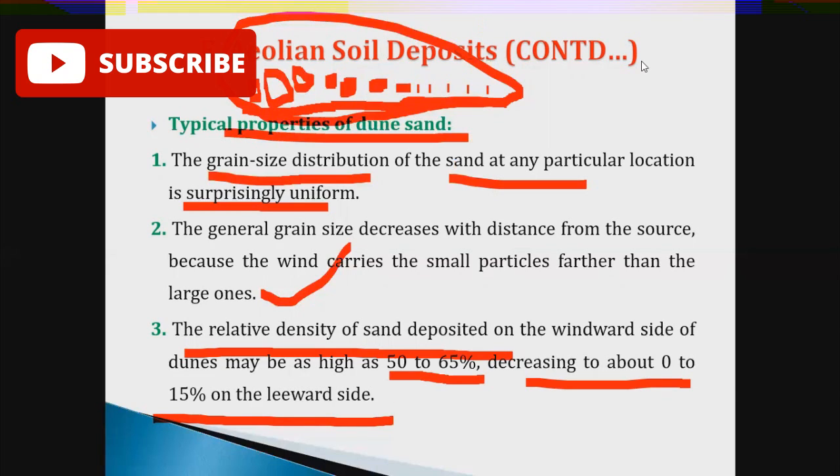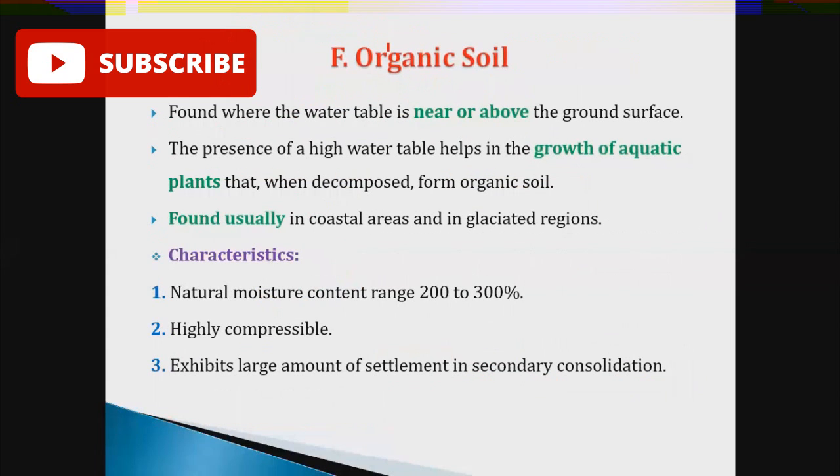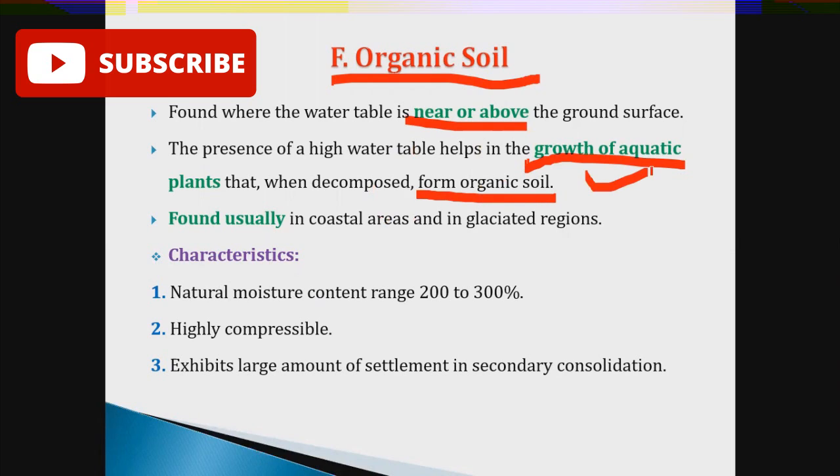Now let us discuss the organic soil. Organic soils are found when the water table is near or above the ground surface. The presence of a high amount of water helps in the growth of aquatic plants, and when these aquatic plants decompose, they are mixed in the soil, and the soil becomes organic in nature. These soils are usually found in coastal areas of rivers, streams, and oceans, and in glaciated regions.